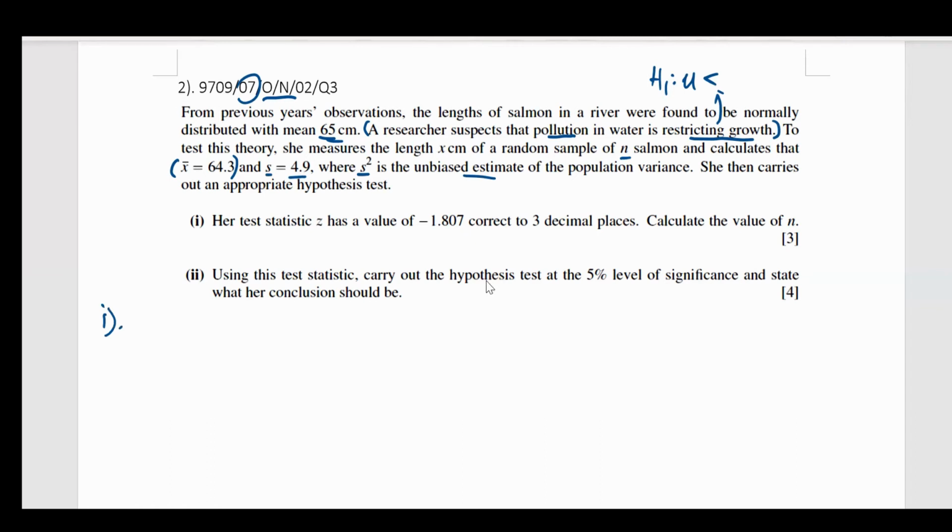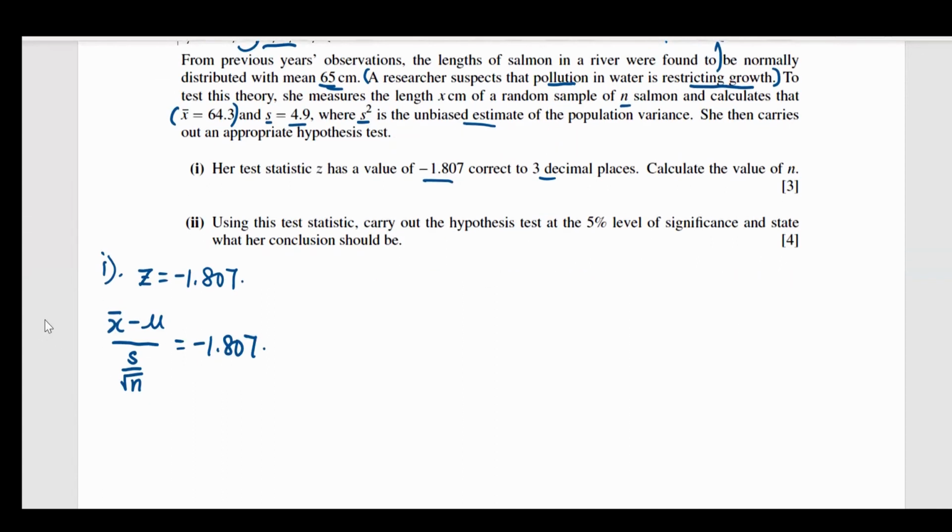Her test statistic, Z, has a value of negative 1.807, correct to 3 decimal places. We need to calculate the value of n. From my previous example, we know that to look for the test statistic we have a formula, which is the sample mean minus the population mean, divided by the standard deviation, which in this case is given by the small letter s, the unbiased estimate of the population standard deviation, over the square root of the sample size. So it should be equal to negative 1.807.